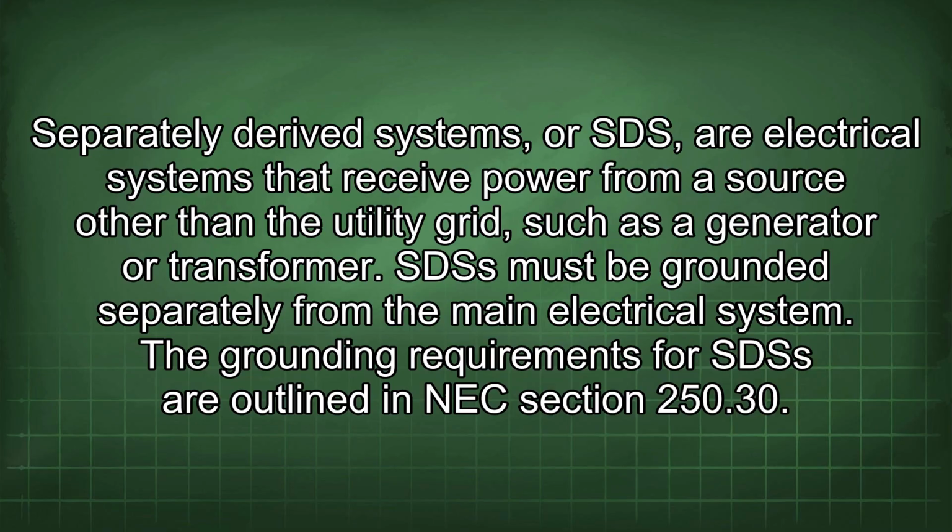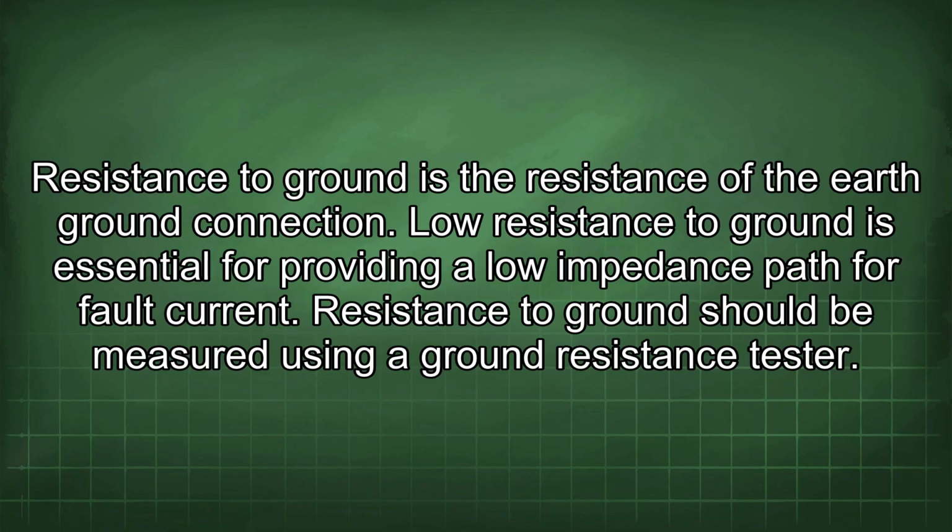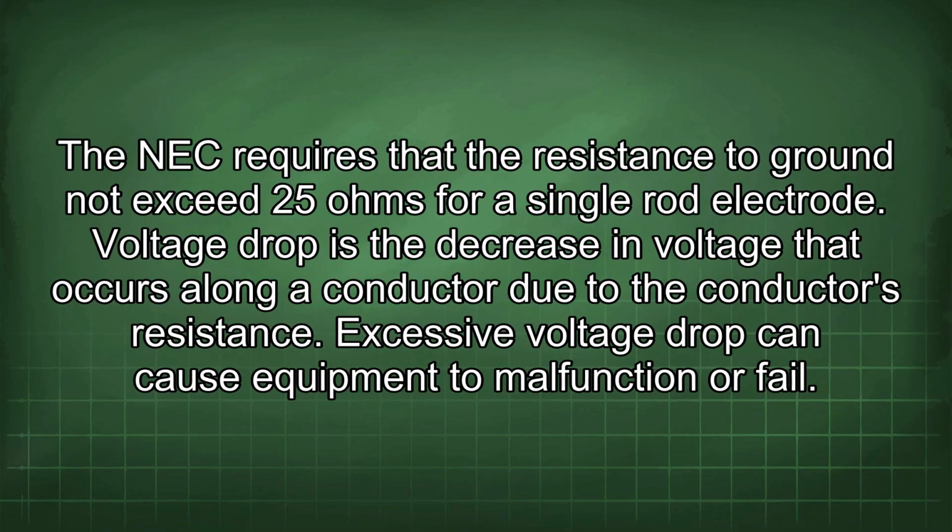SDS must be grounded separately from the main electrical system. The grounding requirements for SDS are outlined in NEC section 250.30. Resistance to ground is the resistance of the earth-ground connection. Low resistance to ground is essential for providing a low impedance path for fault current. Resistance to ground should be measured using a ground resistance tester. The NEC requires that the resistance to ground not exceed 25 ohms for a single rod electrode.